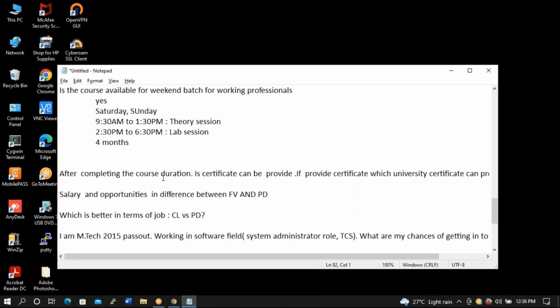After completing the course duration, an e-certificate can be provided. Yes, if you provide a certificate, which university certificate can you provide? Okay, we are not tied up with any university.